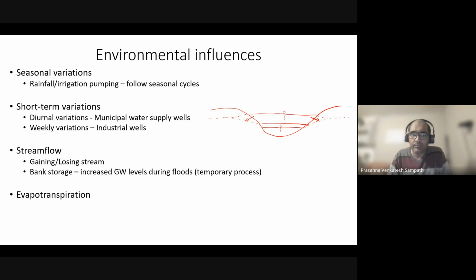Okay, let's move on. Then there's evapotranspiration. Now, how could evapotranspiration impact groundwater levels? We have to keep one thing in mind: evapotranspiration can play a role in changing groundwater levels only if the water table is relatively close to the land surface. If the water table is pretty far from the land surface, generally speaking, evapotranspiration does not play a major role in those situations.